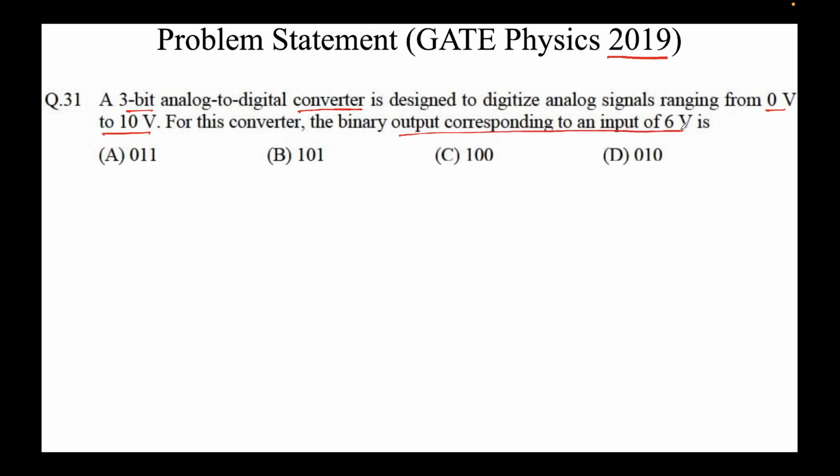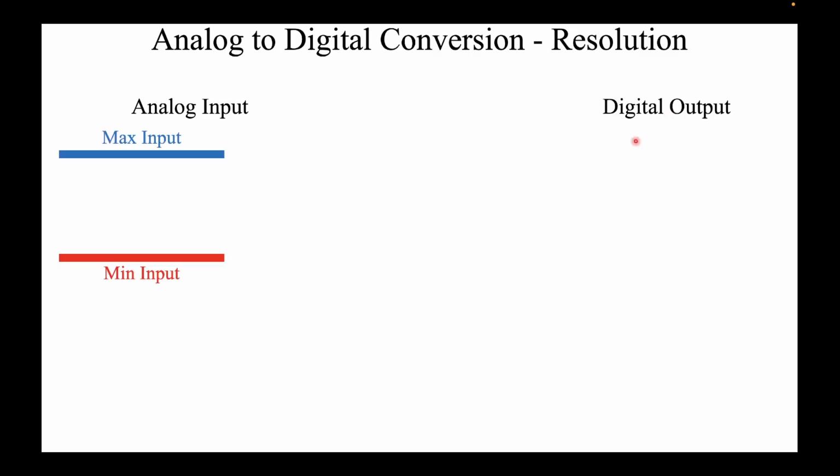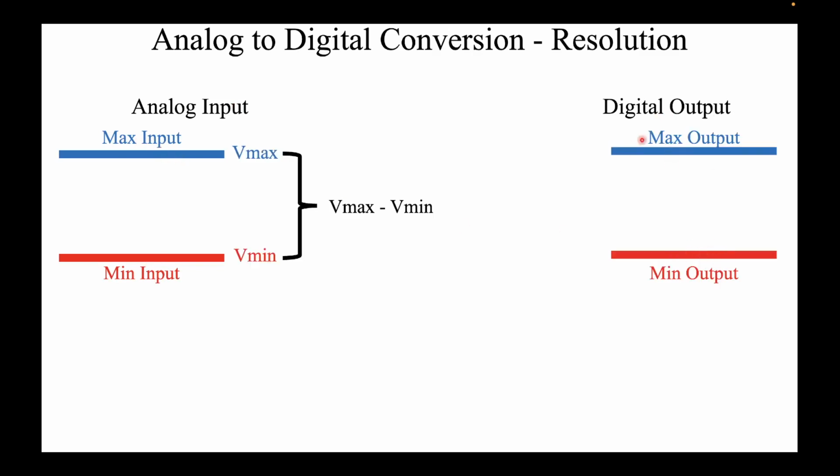4 options. First, let's look at what we mean, as far as analog to digital conversion is concerned, by resolution. So we have an analog input and we have a digital output. On the left side you can see the input. The red line is the minimum and the blue is the maximum. Similarly, on the right side, the red is the minimum and blue is the maximum.